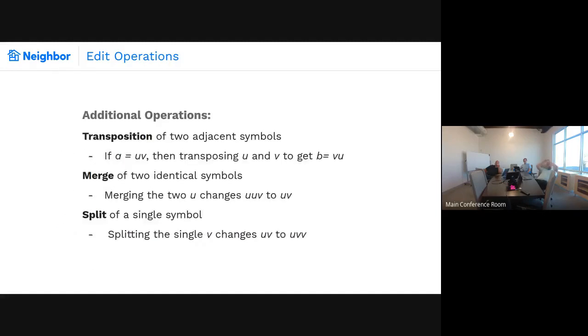Some additional operations: transposition, where you just alternate the position of two adjacent symbols. That's a very common one that's used by many edit distances. Less common, but used a lot in OCR, optical character recognition, is merging and splitting. Merging two identical symbols into just one copy of them, and split is the reverse. Is it fair to say those are special cases of delete and insert? Yeah, you could say they're special cases.